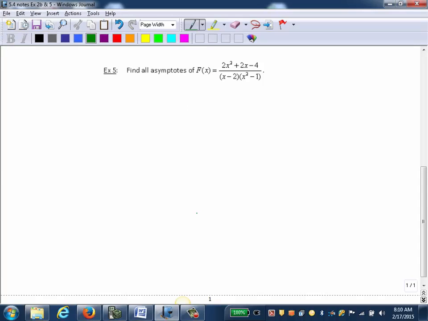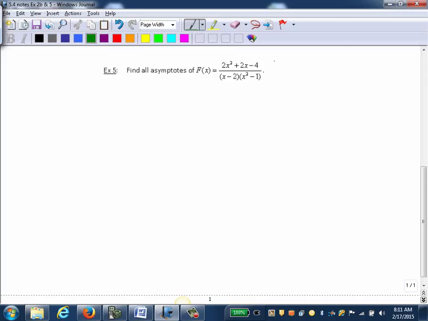Example 5. Find all asymptotes of f of x equals 2x squared plus 2x minus 4 over x minus 2 times x squared minus 1. In order to find the asymptotes of a rational function, we're going to first want to try to factor this if possible and get it into lowest terms.